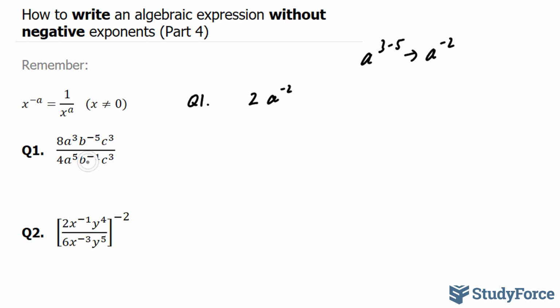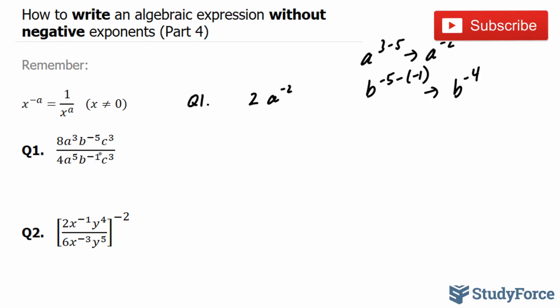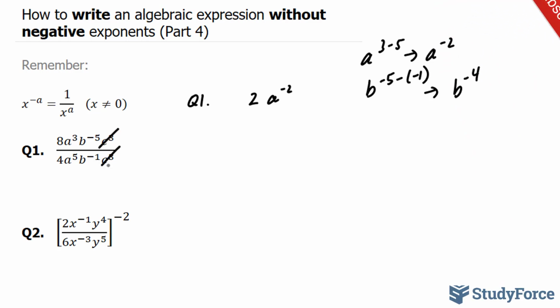B to the power of negative 5 over b to the power of negative 1, and that's like saying b to the power of negative 5 minus negative 1. Two negatives beside each other is plus, so negative 5 plus 1 is b to the power of negative 4. And lastly, we have c to the power of 3 over c to the power of 3. Since they both share the same exponent, the c's cancel out.